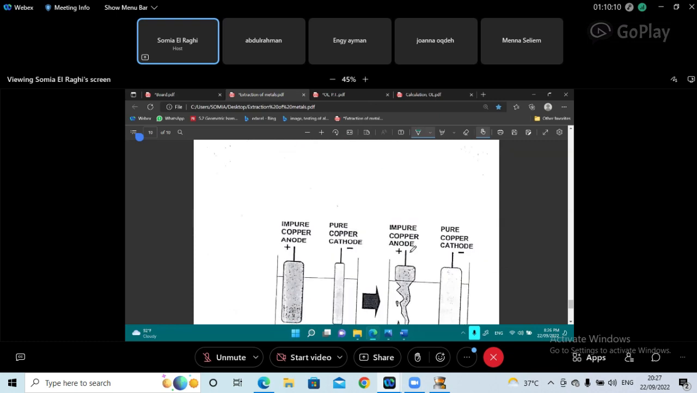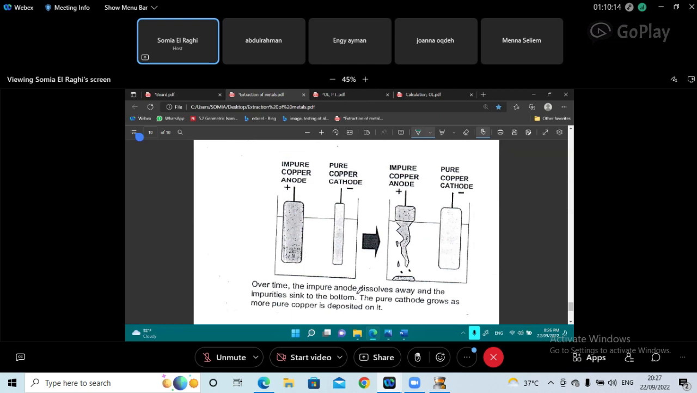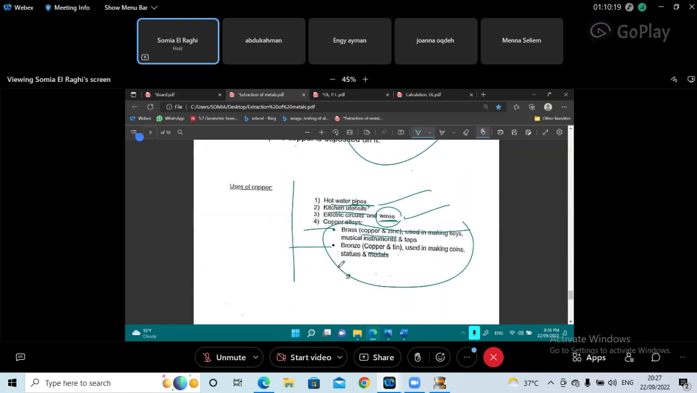We finish the extraction of metal, except an explanation of purification by electrolysis, also electroplating. Please, if you have a question, ask. If you have any question regarding this part, ask. Don't be shy to ask. I like to help, in fact. No? You don't have a question? Think about it. If you have a question while I'm explaining, just write it down and then ask.